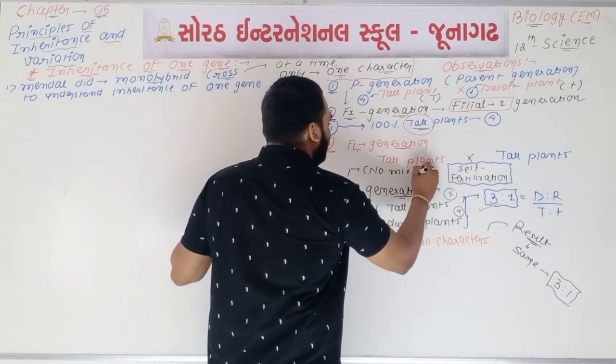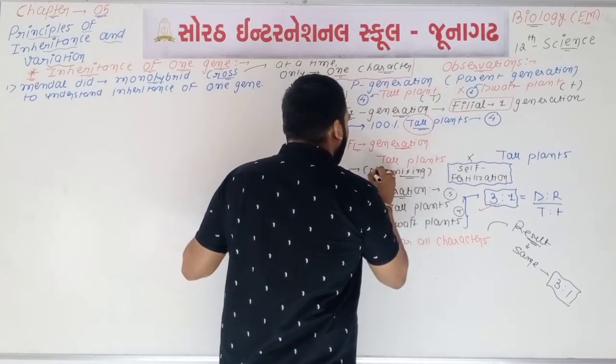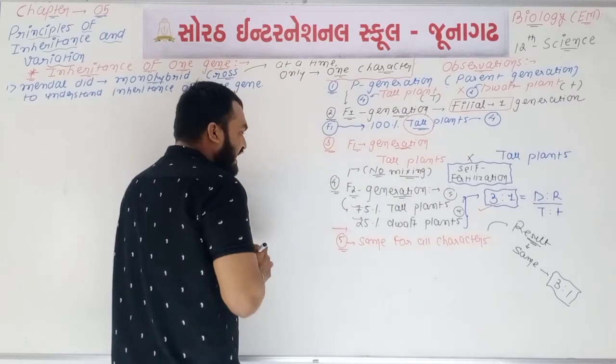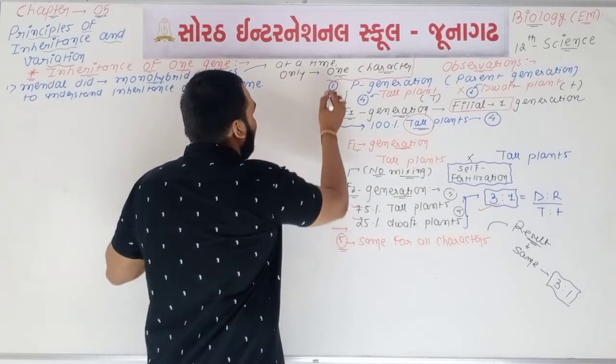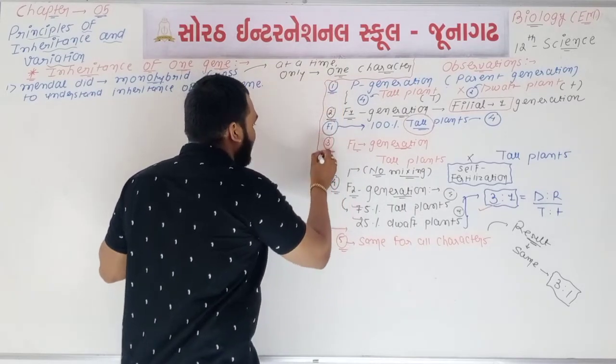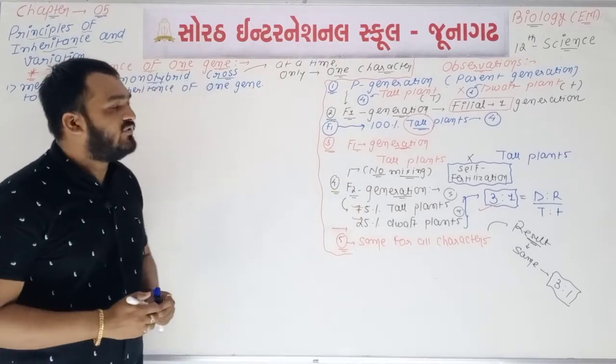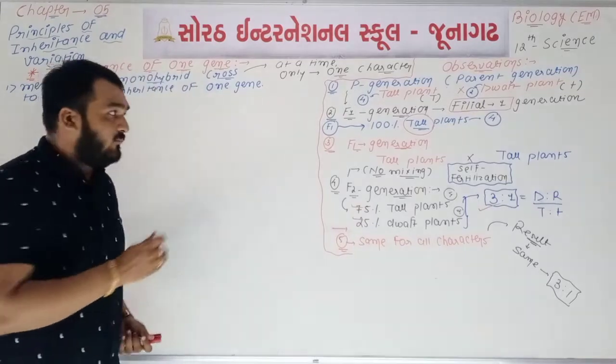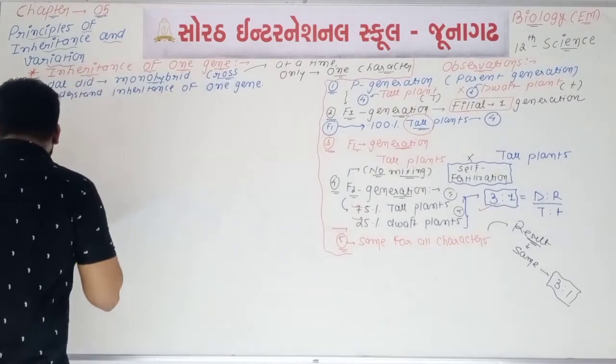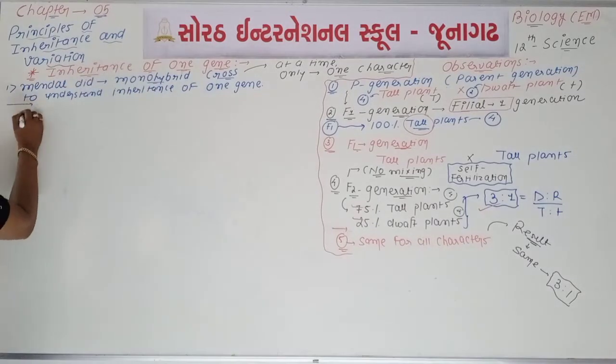There is no mixing, meaning no blending of different types of characters, and the same result was there for all different types of characters. So it is one type of observation done by Mendel. Now from this experiment Mendel gave some conclusions.